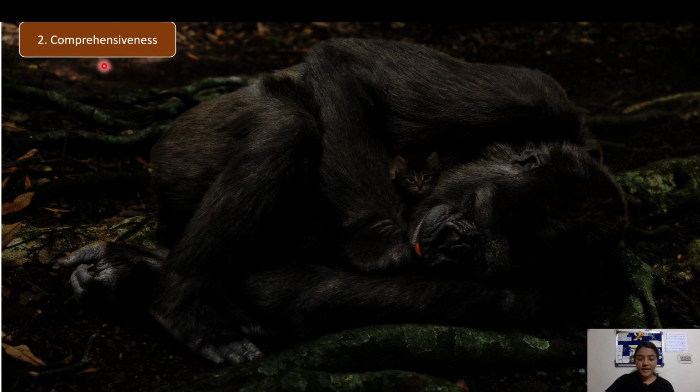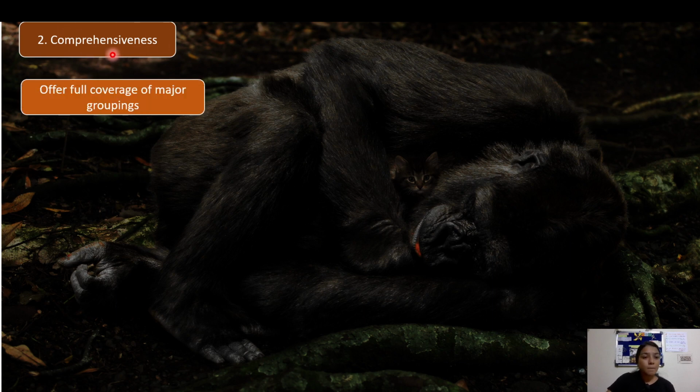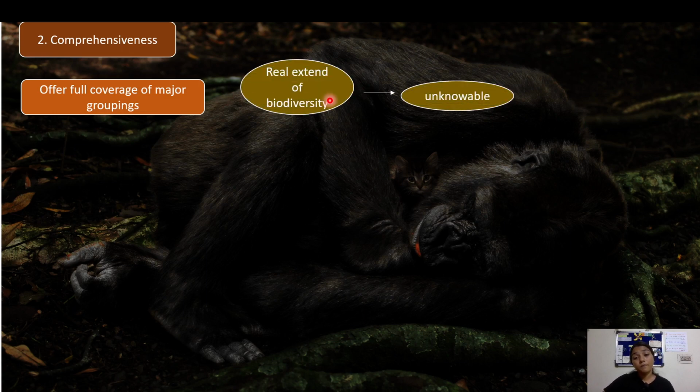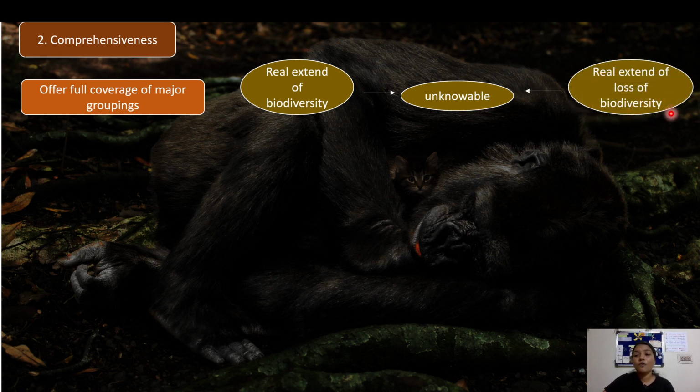Second point is comprehensiveness. Now, what is comprehensive? Comprehensive is covering everything, right? So the Red Data Book offers full coverage of major groupings. Whatever major groupings are there, for example, animals, in animals also various groupings are there, vertebrates, invertebrates. It gives a full coverage of all the groups, because though the real extent of biodiversity is unknowable and the real extent of loss of biodiversity is also unknowable, but as far as possible, Red Data Book tries to cover everything, right?